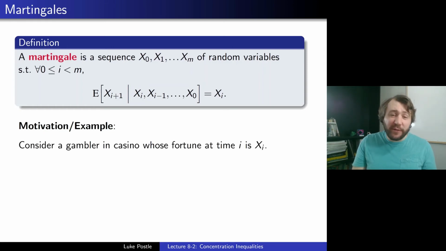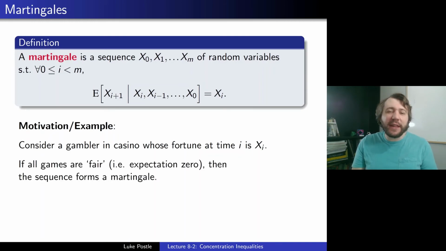The motivation of where these were defined was, consider a gambler in a casino whose fortune at time i is xi. Say he walks in with x0, maybe it starts with 0 money or whatever his initial stake is, and suppose that all the games are fair. That means their expectations are 0. Then I claim the sequence forms a martingale. So he comes in, and if it's really a fair casino, which nowadays is not true at all, but say it was, then whatever money he has, the next game he plays, he expects to retain the same amount of money, to have the same in expectation.